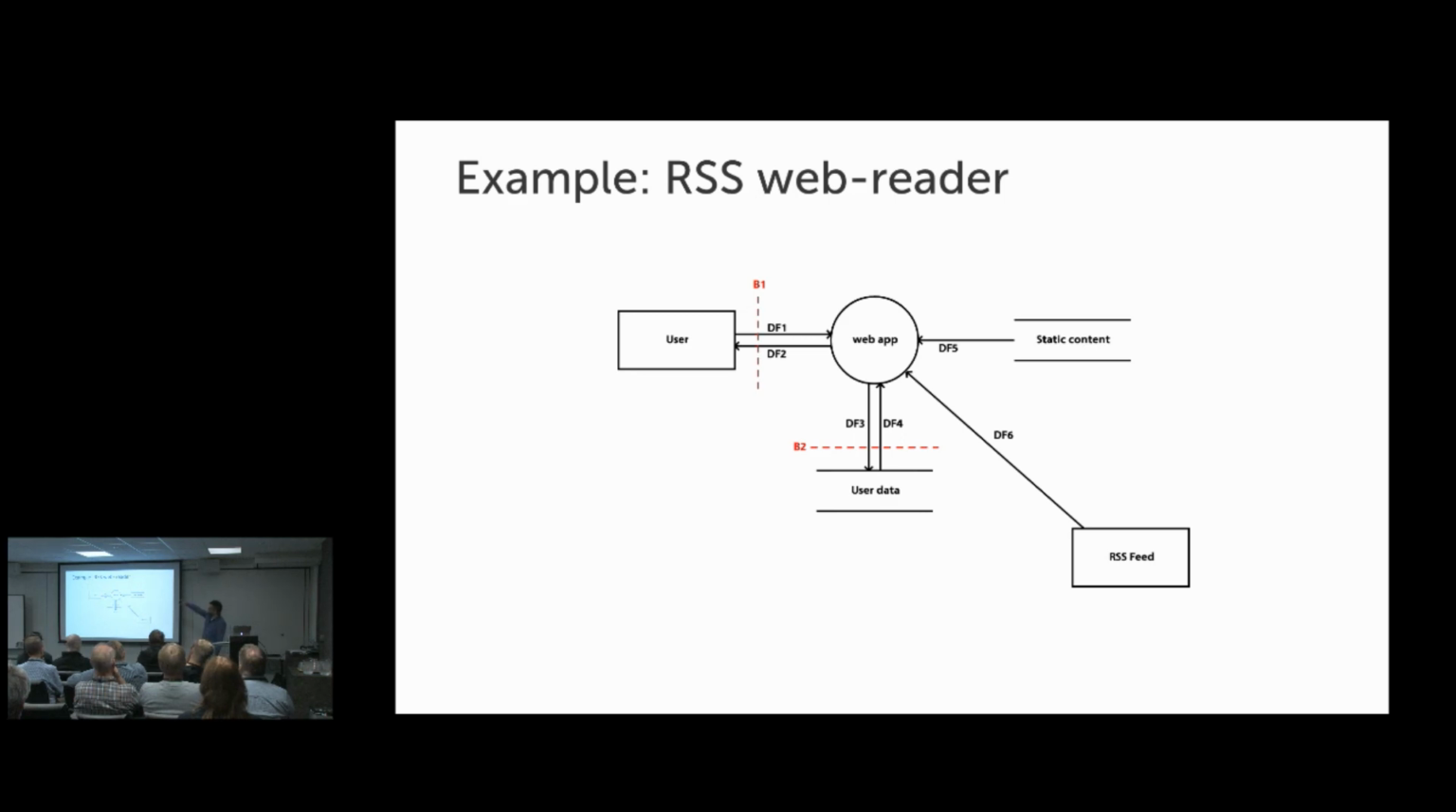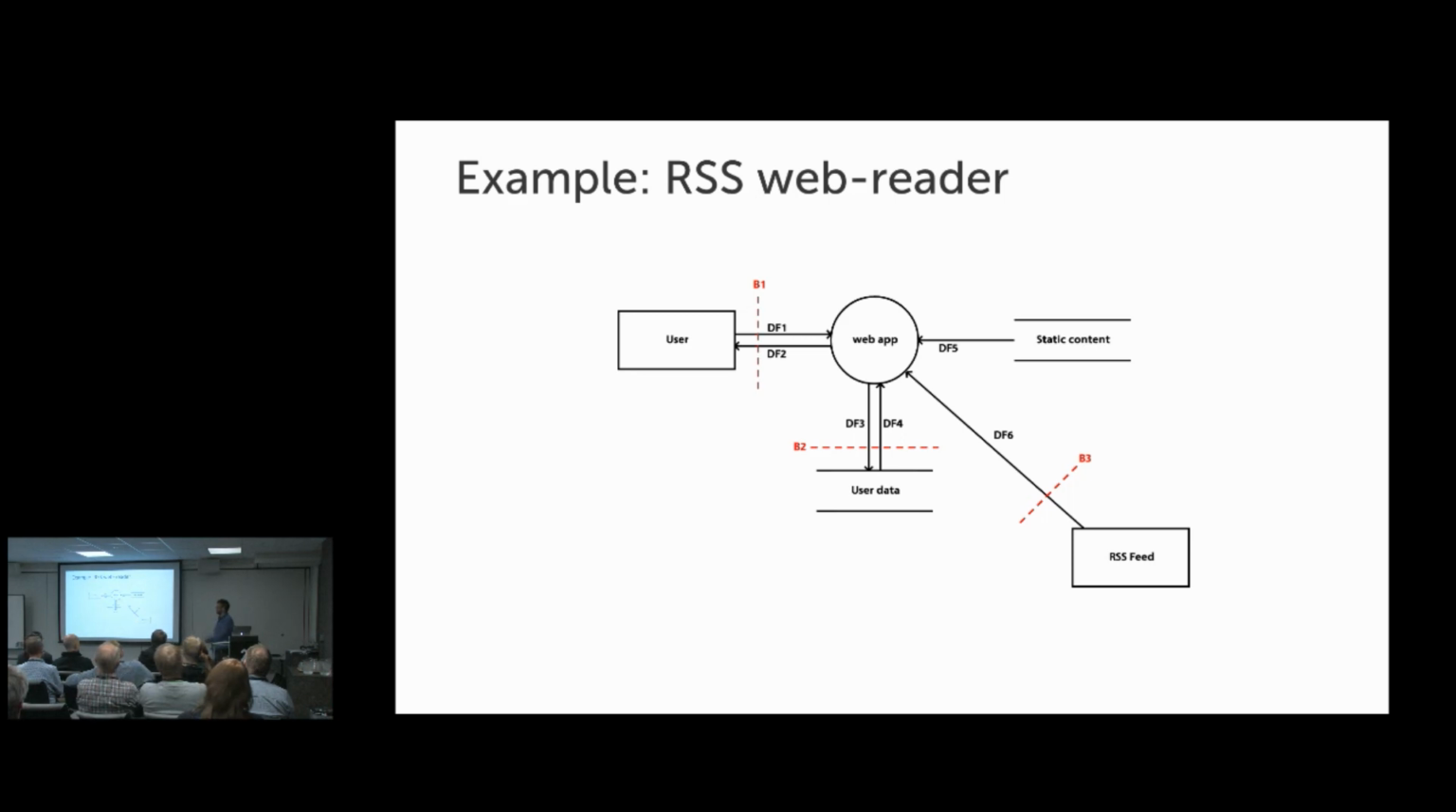But there's more threats on B1 than B2. Of course, there's also a threat boundary here because, once again, we're traversing the internet to grab this RSS feed and pull it into our system to display it to the user. So there will be different places in our drawings where we will put these trust boundaries. Now, we can start telling stories about this thing.